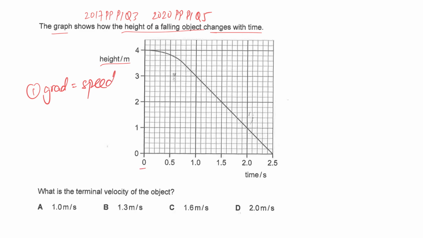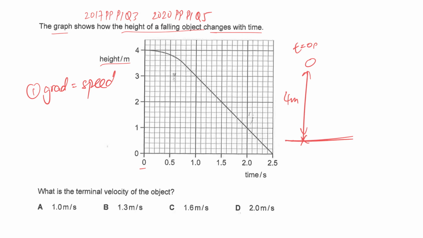At time equals 0, the height is 4. So why is it 4 instead of starting from 0? That means the reference point is on the ground, and the ball right now, at time equals 0 seconds, is at a height of 4 meters. That's what it means. So it already has a displacement of 4 meters from the reference ground.